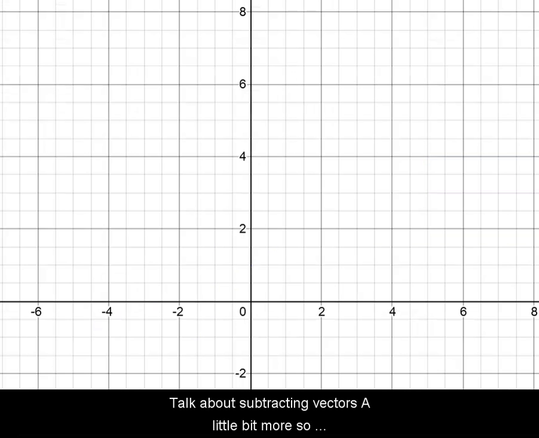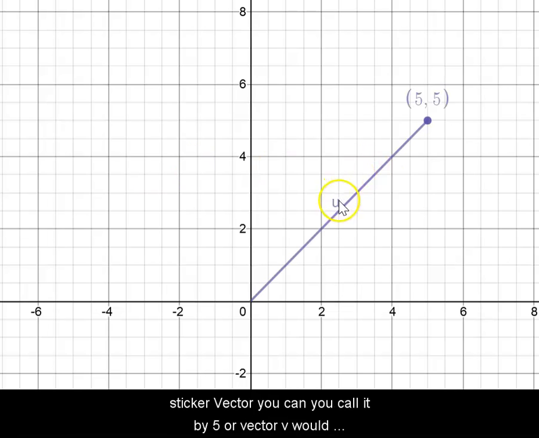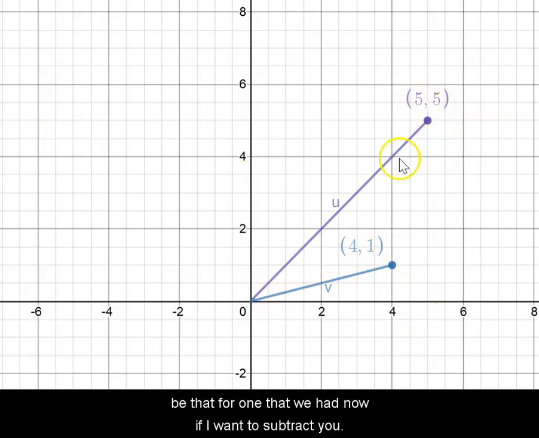Let's talk about subtracting vectors a little bit more. We're going to talk about 2 methods of subtracting vectors, actually. One of these is not in your book, so there's a new method that you'll learn that may help you to understand what these things look like. So again, let's take a vector u. Okay, we'll call it 5, 5. Our vector v will be that 4, 1 that we had.